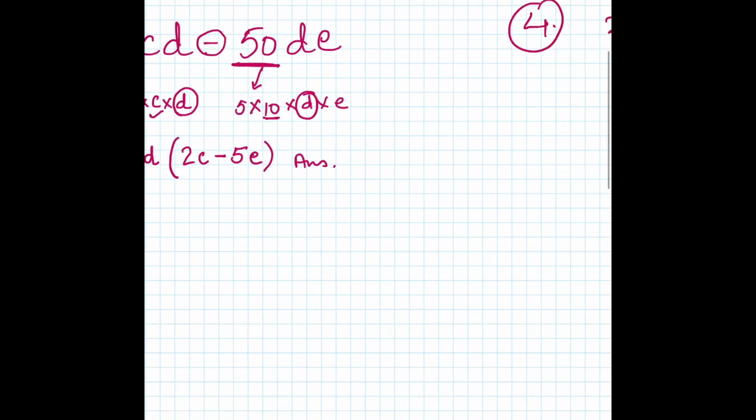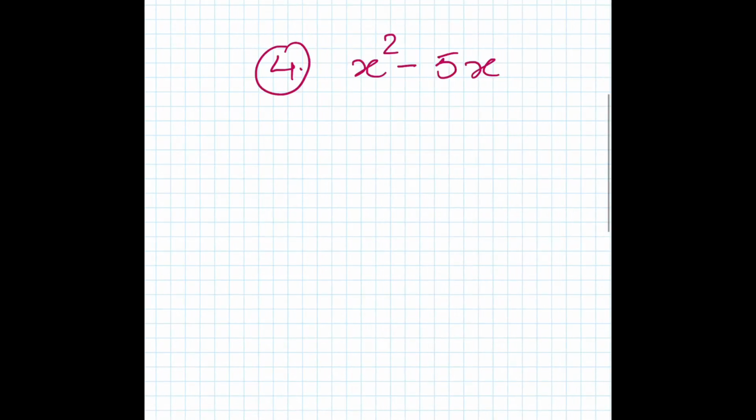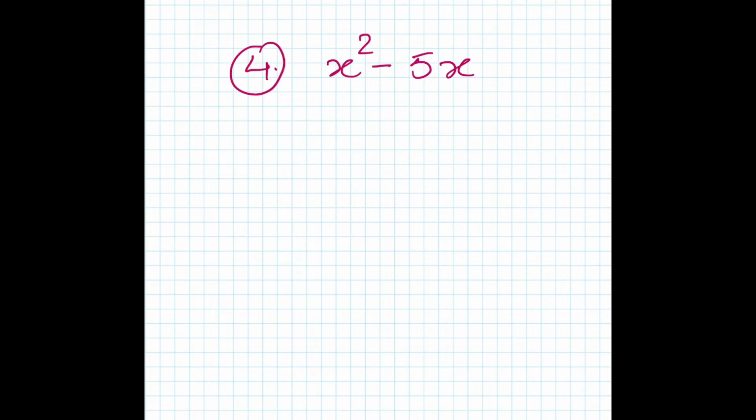Right, let's do another question. All right, so now we have x squared minus 5x. So x squared can be written as x times x, right? And 5x can be written as 5 times x. So here we can see we have 1x common in both the terms. So we can write x, then bracket, whatever is remaining goes inside the bracket, and that's your answer.